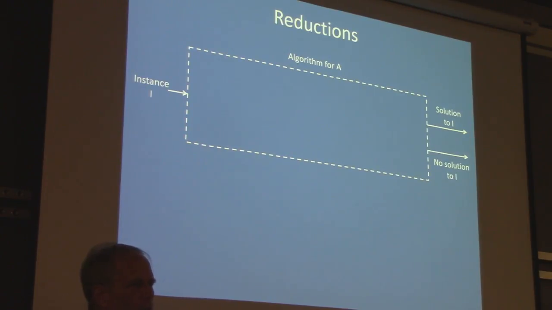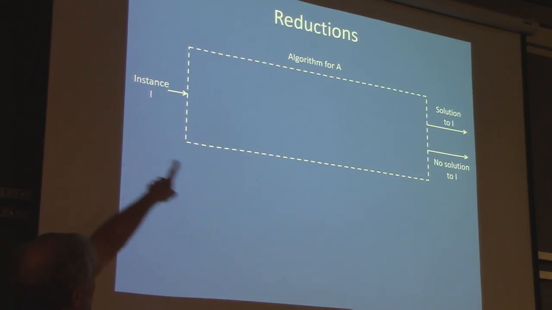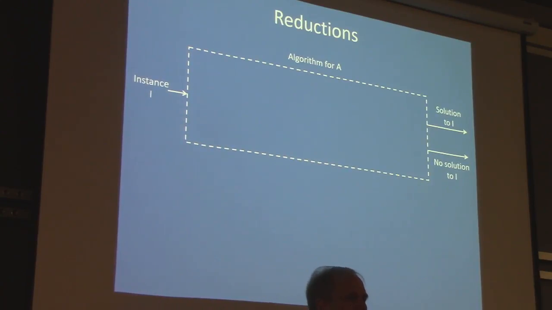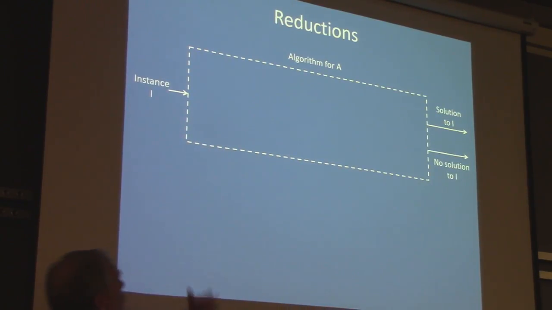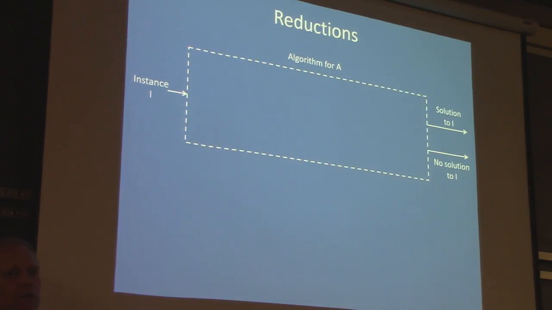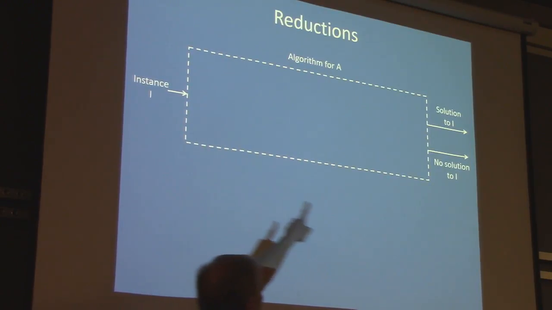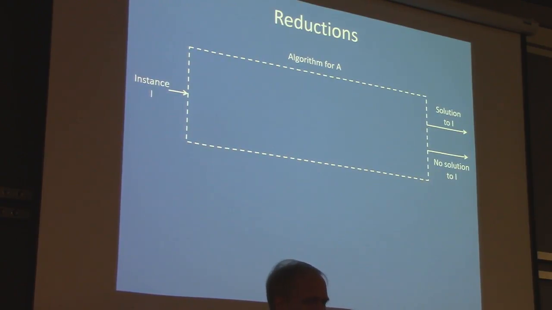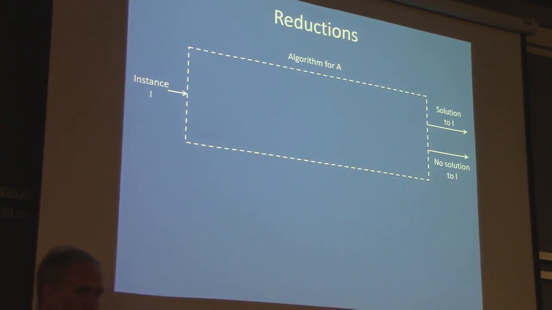But here's the thing. Suppose we have some problem we want to solve, problem A. That dotted line is supposed to represent where we want to put an algorithm that can solve problem A. It will take some input, and the output will either be a solution or the report that there is no solution. So maybe we're trying to find an algorithm for A where A is the Hamiltonian path problem. So we input a graph, and out comes either a path or you're told there is no Hamiltonian path. Okay?